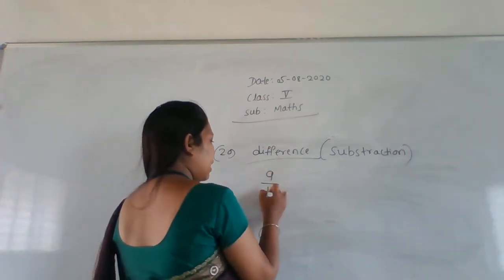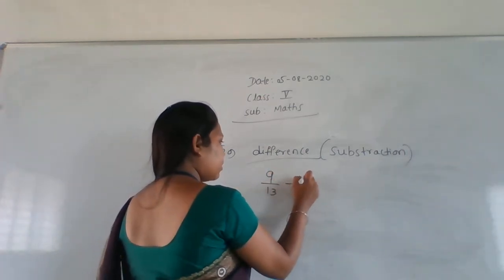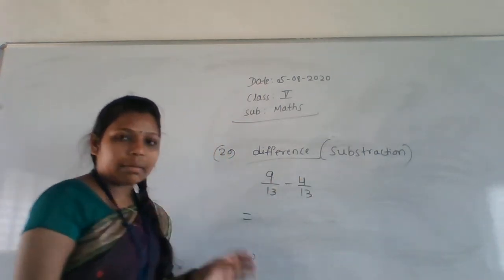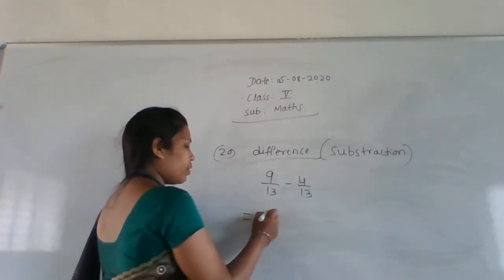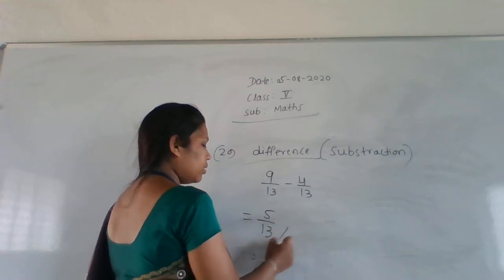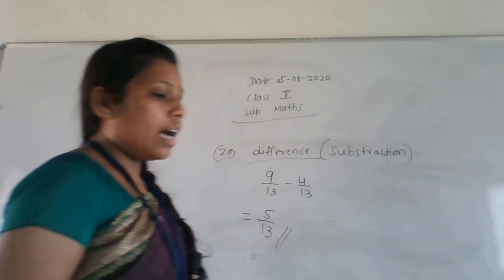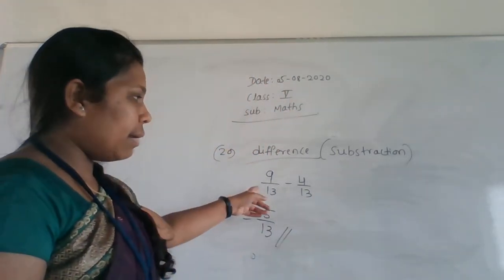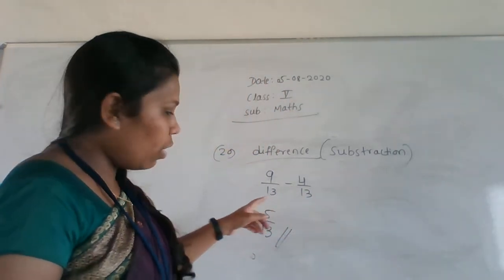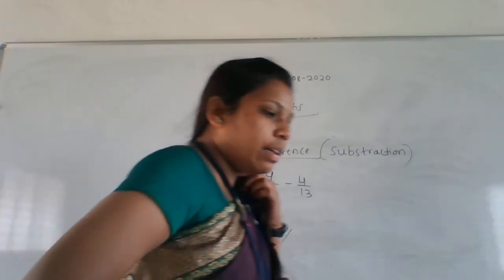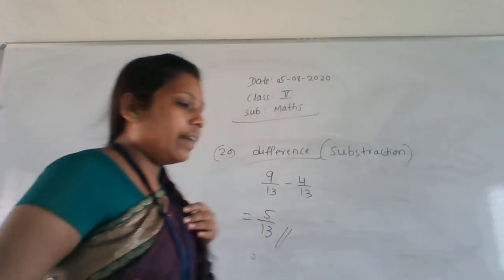You have to do 9 by 13 minus 4 by 13. 9 minus 4 is what? 9 minus 4 is 5. 5 by 13. So this is the answer. Getting my point? Here they asked to find the difference between 9 by 13 and 4 by 13, so I already did it, that is 5 by 13. This is the answer. Next we'll move to the next question.